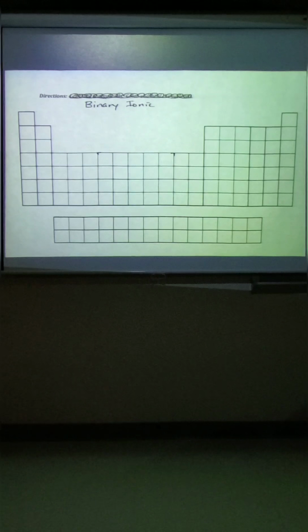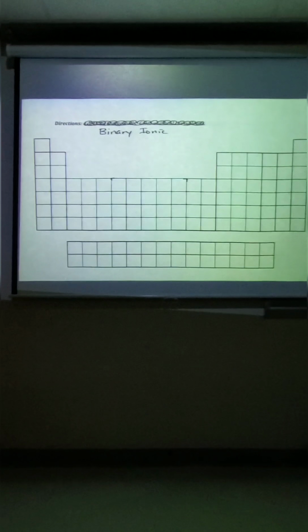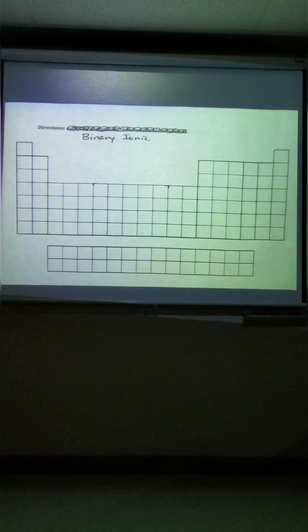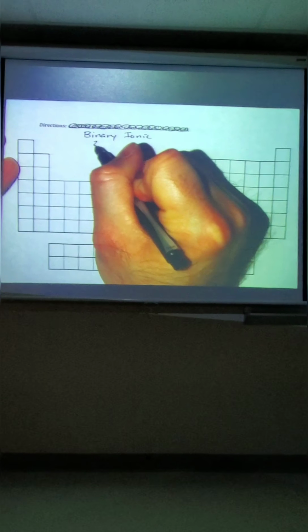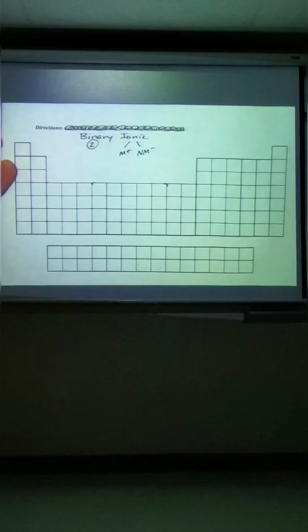Alright, Dr. Calkins here with week 5, chapter 5, and this is the end of this chapter when it gets into naming. So we're going to break this up into 2 smaller videos because it's a lot of information. This video is going to be based on binary things. Just remember that binary, like a bicycle, is 2. Ionic would be, in this case, a metal positive and a non-metal negative.